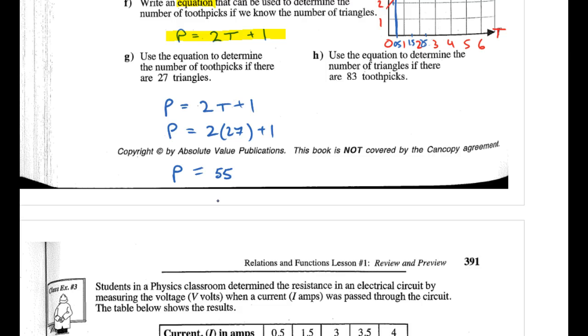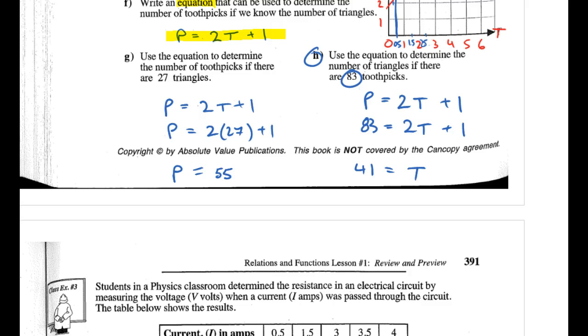Toothpicks, okay? Working backwards, it says here for H, use the equation to determine the number of triangles if you start off with 83 toothpicks. Well, same equation, 2t plus 1, but now they're telling us we have 83 toothpicks and we're looking for the number of triangles. So I have to solve for t, and it should be t equals 41. What that says is if I have 41 triangles, I will require 83 toothpicks.